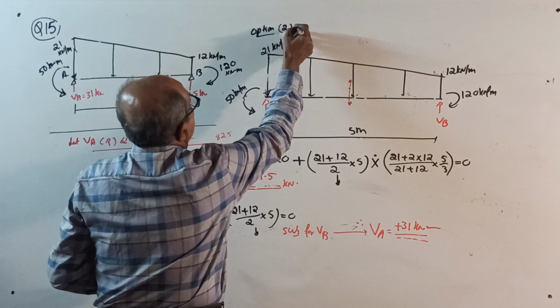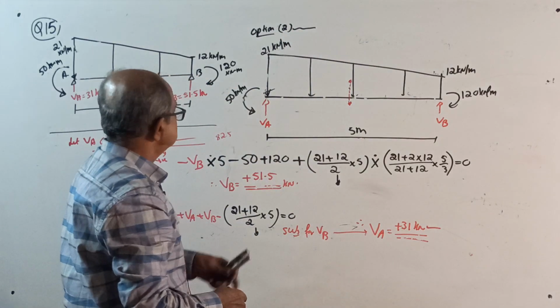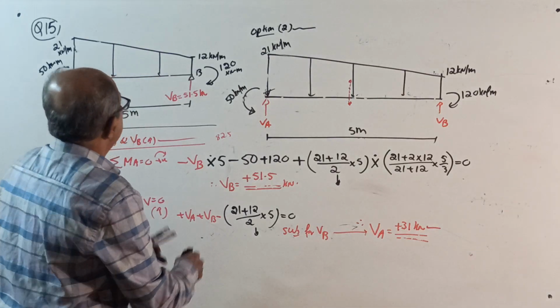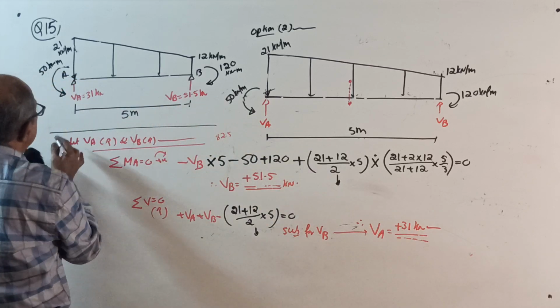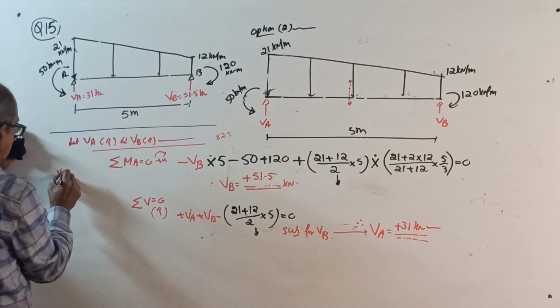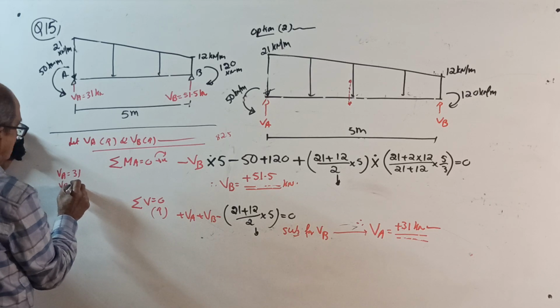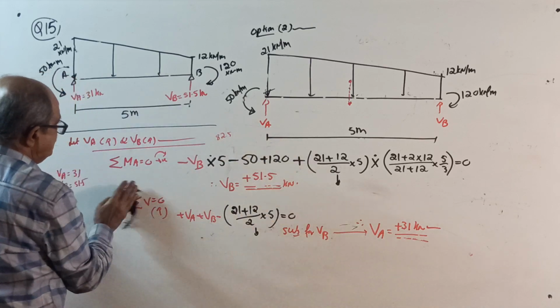Option 2, for those who are afraid of the trapezium. Some preliminaries are required now. See, this diagram I will remove, I want some space here. VA we got 31, VB we got 51.5. Okay, now see, option 2.